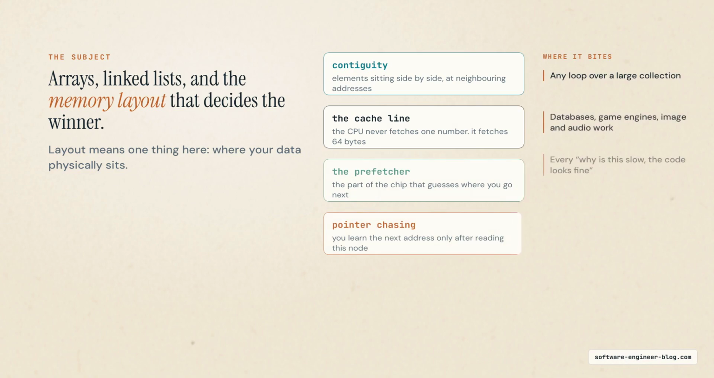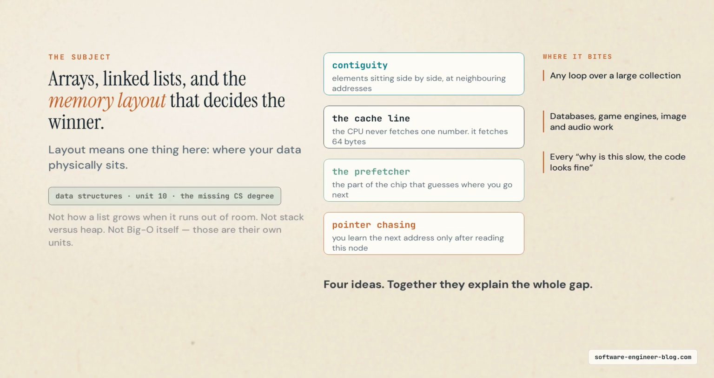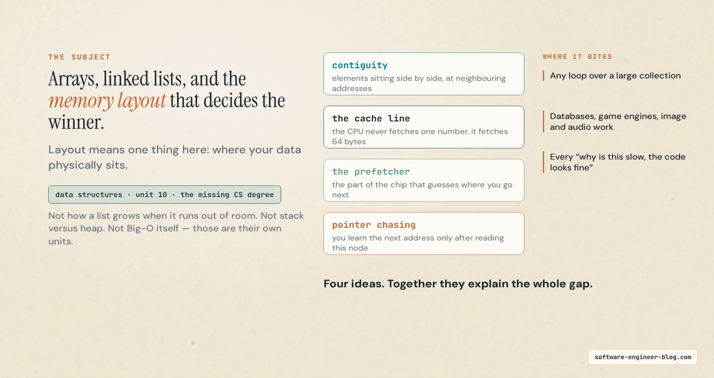A few things this is not. It is not about how a list grows when it runs out of room. It is not stack versus heap. And it is not Big O itself. Those are their own units.